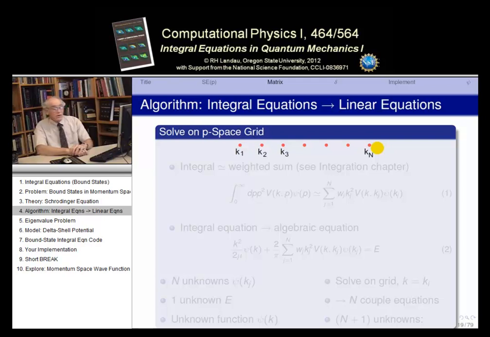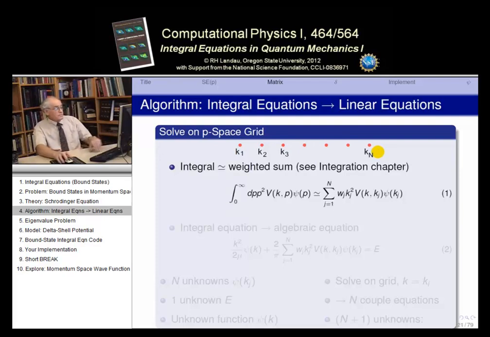Okay, so we want to solve that integral equation on a grid corresponding to the Gauss points. That may not be clear to you what that means, but it will be shortly. So we have this integral. This is the integral that occurred in the Schroedinger equation. Integration over potential, wave function, and p squared, whatever. And we have to evaluate that.